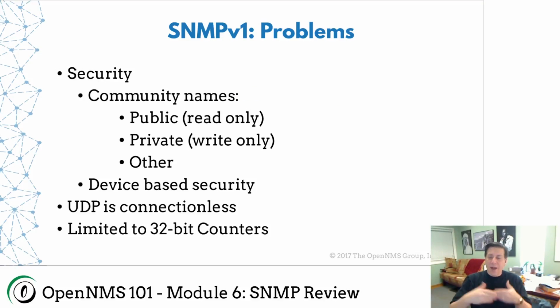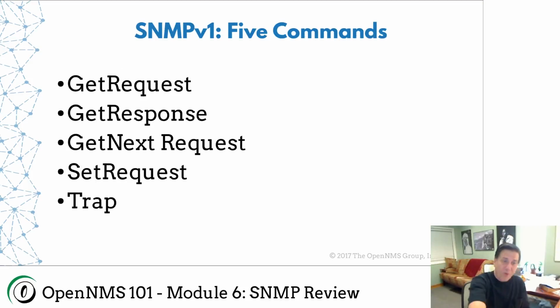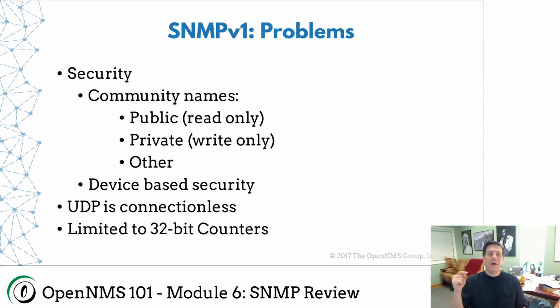With TCP, you actually make a connection. It's like making a phone call. You dial a number, hello, hey, how are you? You've got a little handshake. So the problem is if I want to send an SNMP trap and it's UDP, I'm not sure it gets there. And the other problem was it was limited to 32-bit counters.